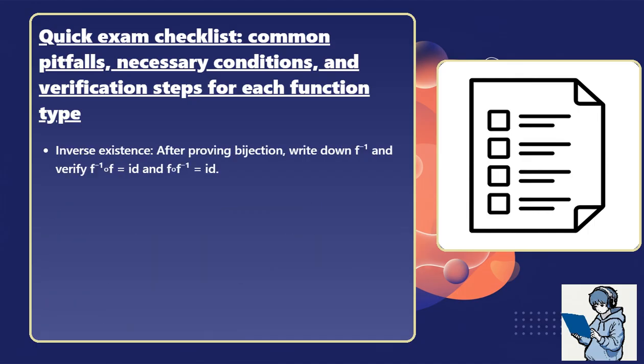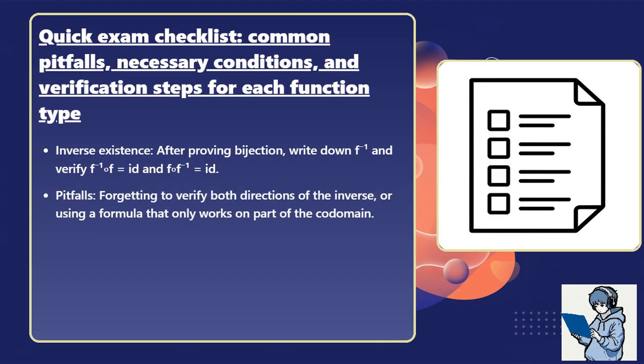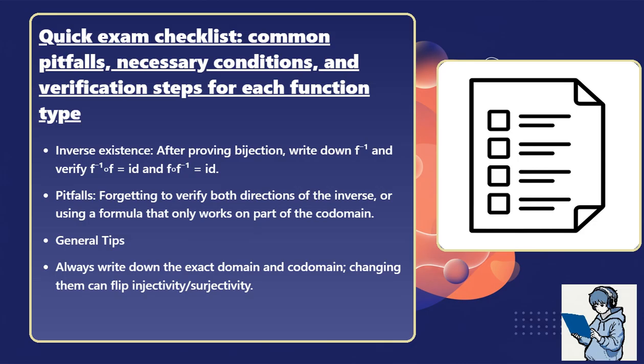Inverse existence. After proving bijection, write down f inverse and verify f inverse composed with f equals identity and f composed with f inverse equals identity. Pitfalls: forgetting to verify both directions of the inverse, or using a formula that only works on part of the codomain. General tips. Always write down the exact domain and codomain.